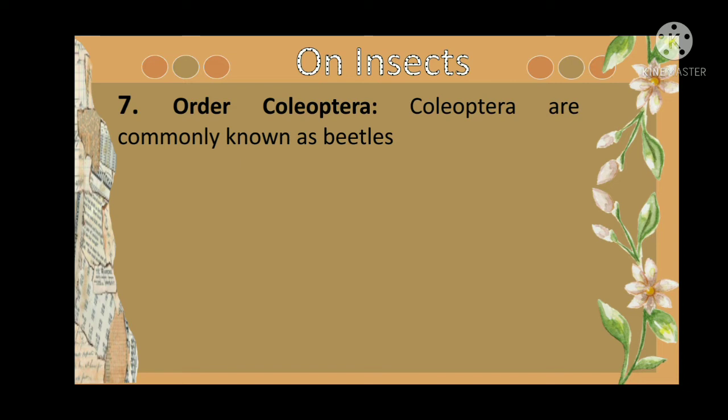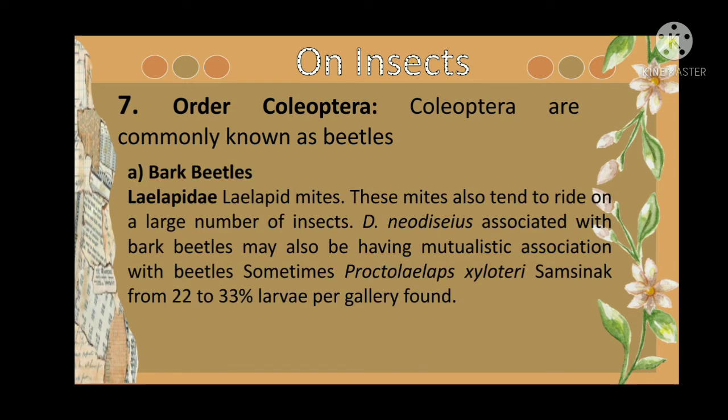Order Coleoptera. Coleoptera are commonly known as beetles. Bark beetles. Laelapidae. Laelapid mites. These mites also tend to ride on a large number of insects. Some are associated with bark beetles and may also have a mutualistic association with beetles.